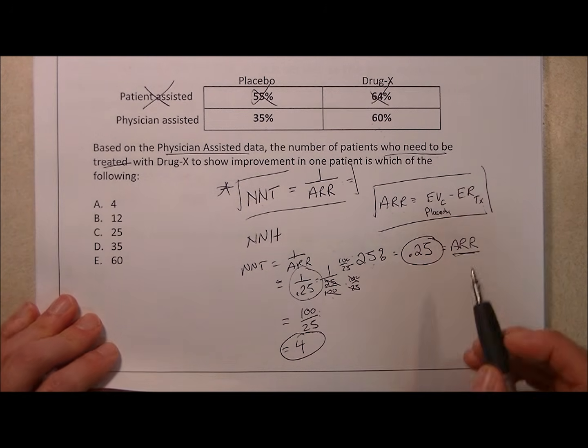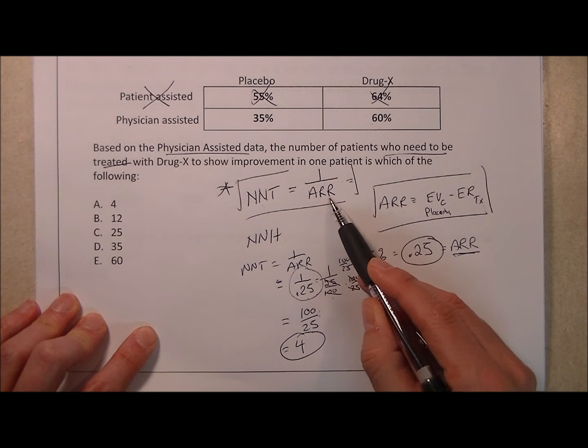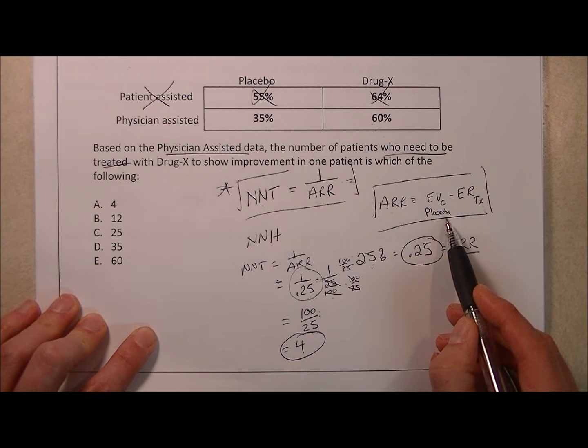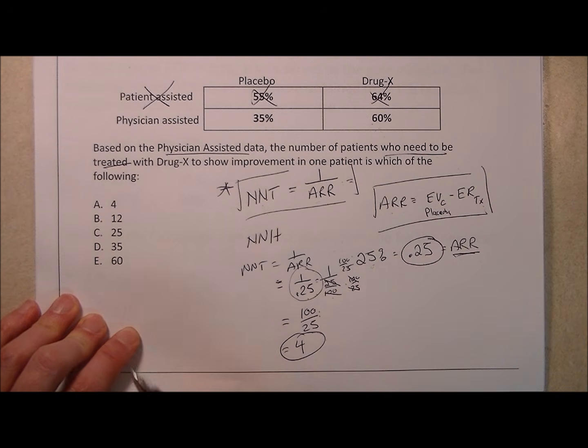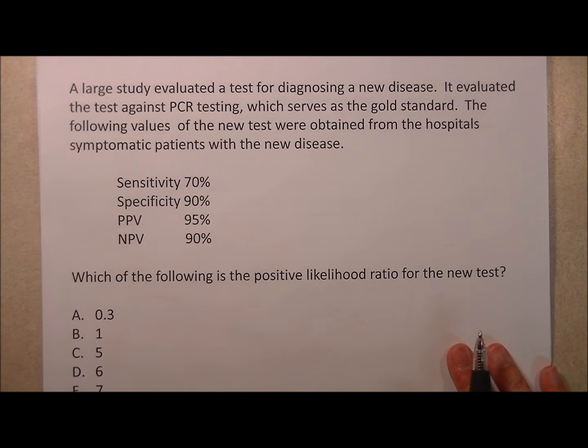So in this question, they ask you what was the number needed to treat. You got to know the formula, and then you got to know this formula one extra step because the absolute risk reduction is actually a formula within itself. When you plug those numbers in, you're going to get answer choice A, as in 4. Okay? Very good.